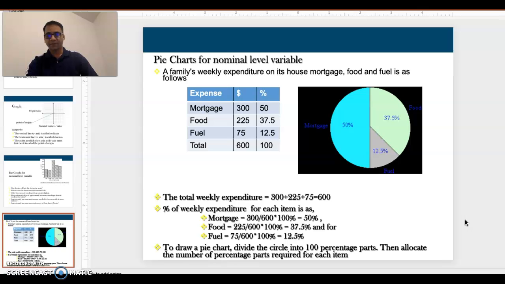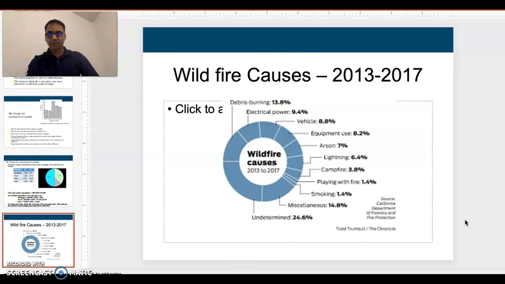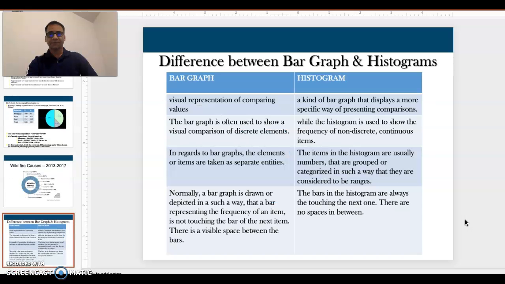So this is visibly very clear when we have data from surveys or other sources, and shows how we can project them when we write our reports. This is another pie chart I got from online. It shows the wildfires caused during 2013 till 2017 in California. So what were the causes? You can see the different percentages of particular causes listed here according to this data.